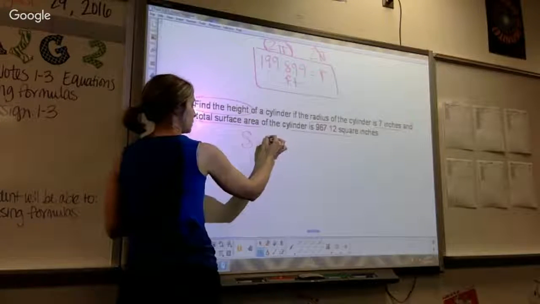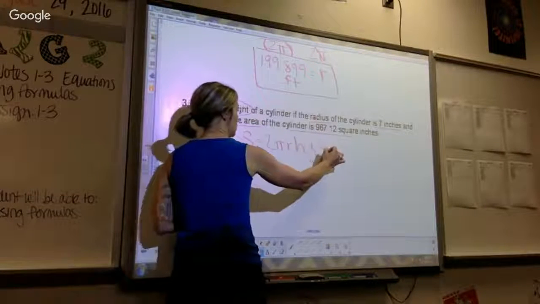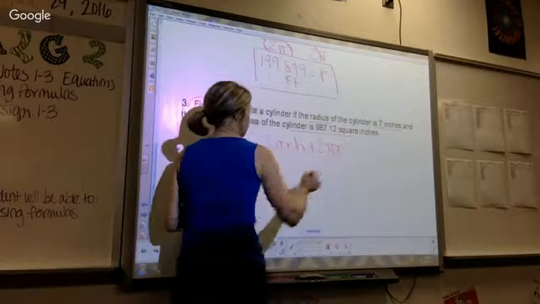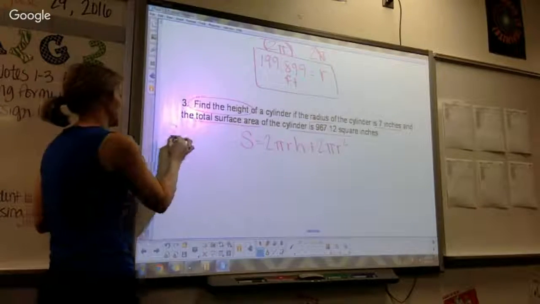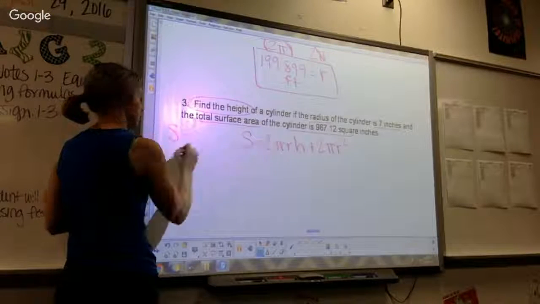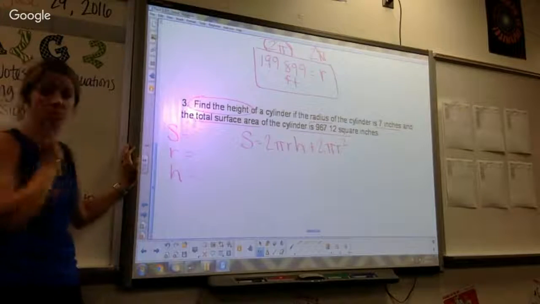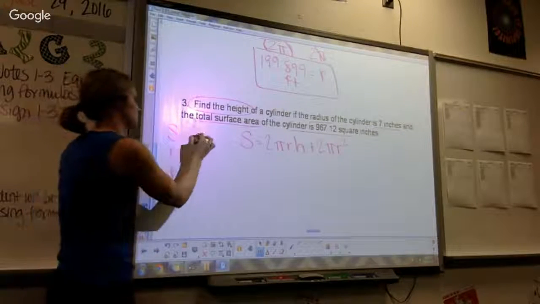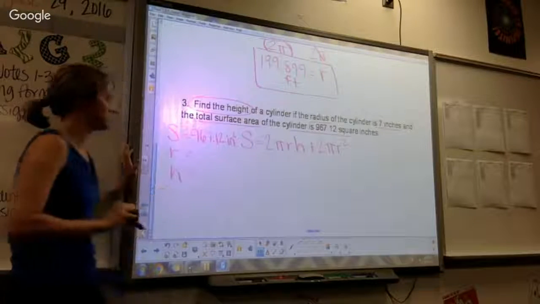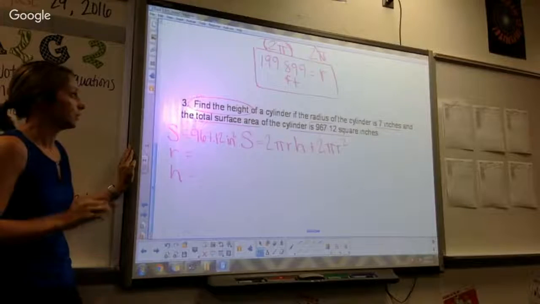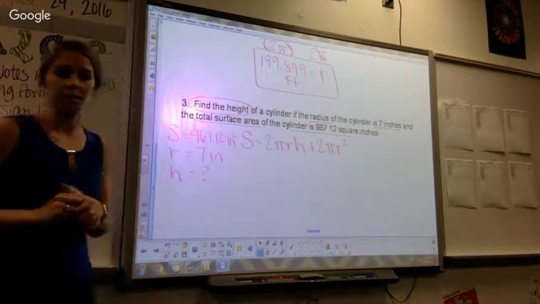So total surface area equals 2 pi times your radius times your height. Plus 2 pi times your radius squared. So writing my variables then down, that's in my formula, S, R, and H. S represents your total surface area, which was 967.12 square inches. The radius is 7 inches, and then the H, which is the height, is what we're trying to find.